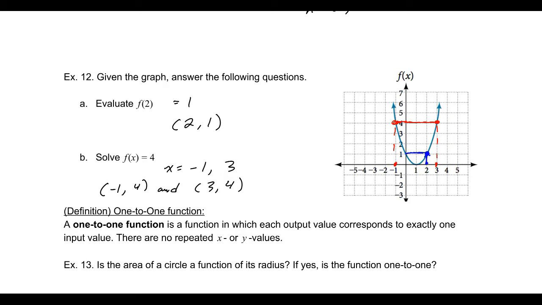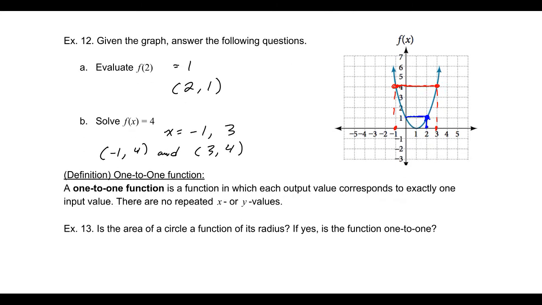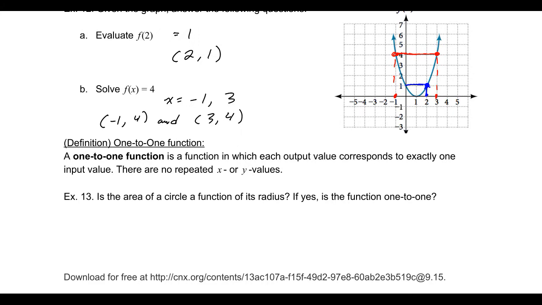A one-to-one function is a function in which each output value corresponds to exactly one input value. That means there are no repeated x or y values. So this function that we have there is not one-to-one.